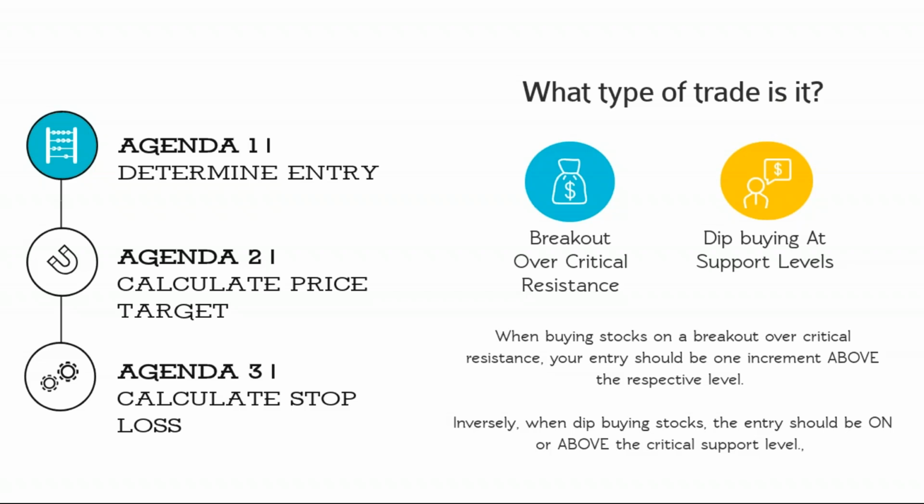It's important to separate the 2 because a breakout over critical resistance has a completely different set of criteria in determining or calculating your price targets and stop losses, while dip buying at support levels will have a completely inverse way to calculate it. It really depends a lot on your individual risk tolerance, but we'll get to that later. When you buy stocks on a breakout over critical resistance, your entry should be one increment above that respective resistance level.